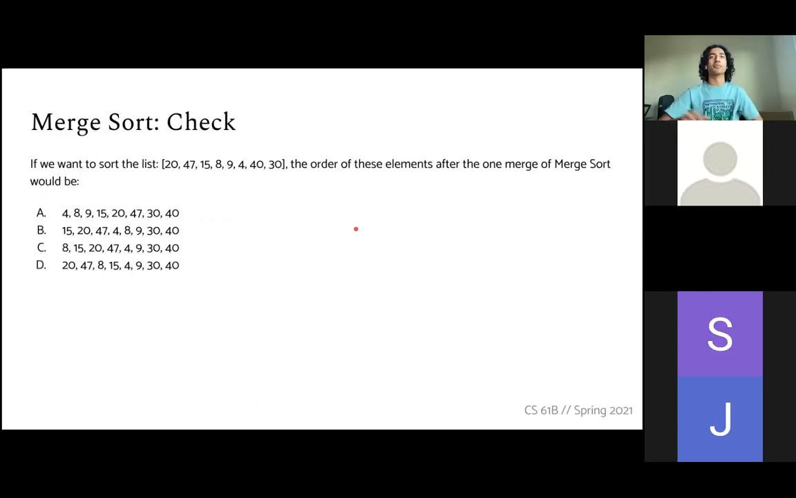All right, just one more check-in question. If we wanted to sort this list, 20, 47, 15, 8, 9, 4, 40, 30, what is the order of the elements after one merge of merge sort? Like one merge operation.